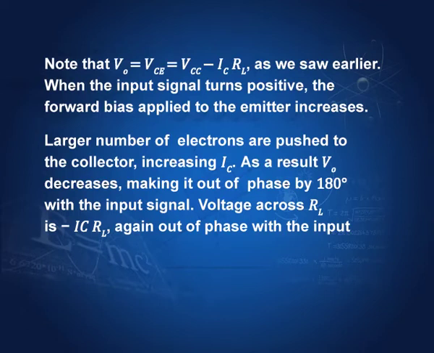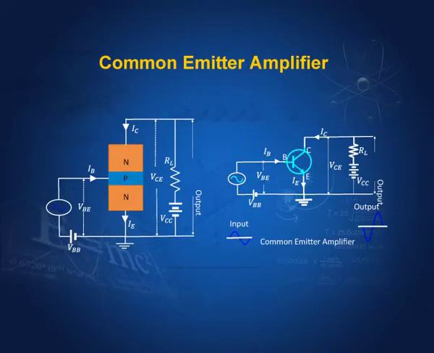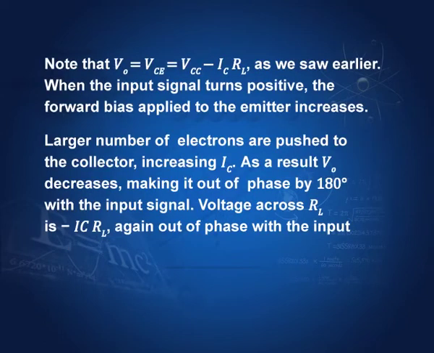If the forward bias increases, then it sends a large number of electrons from the emitter to the collector. If a large number of electrons are pushed to the collector, increasing IC, as a result VO decreases, because VO is VCC minus ICRL. If IC increases, then this term increases, and therefore VCE decreases, so the output decreases.